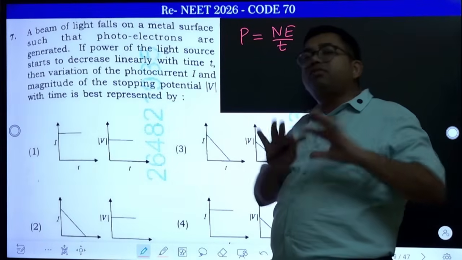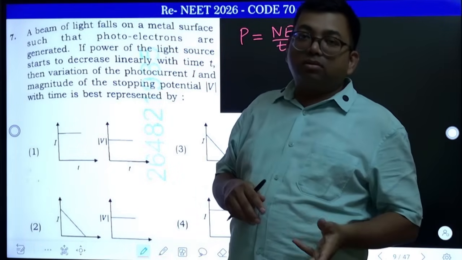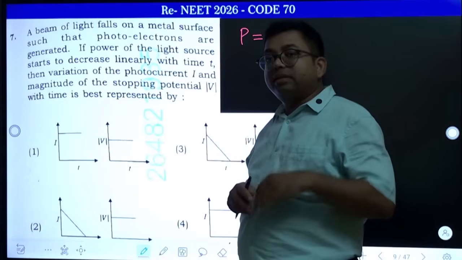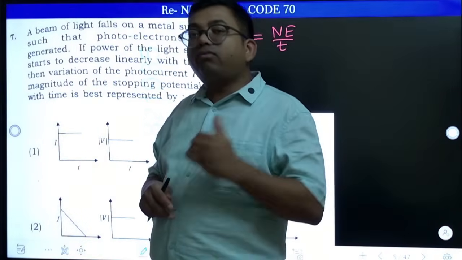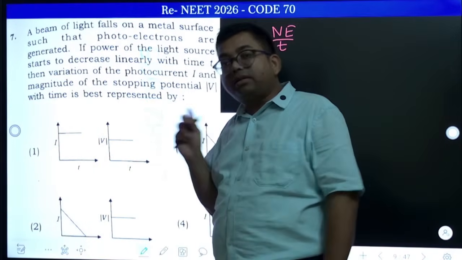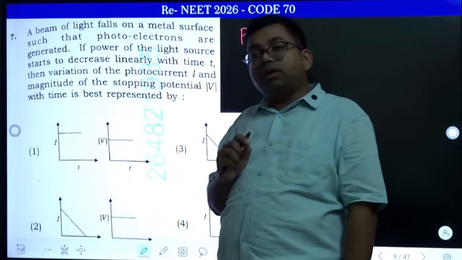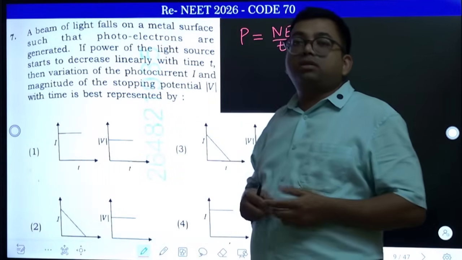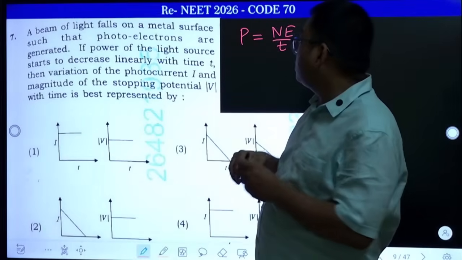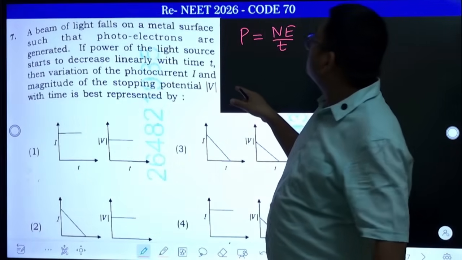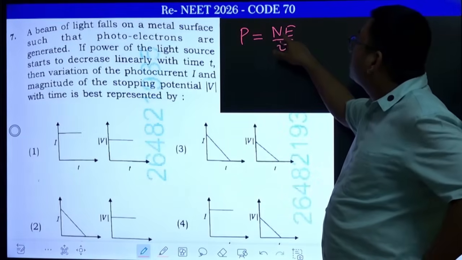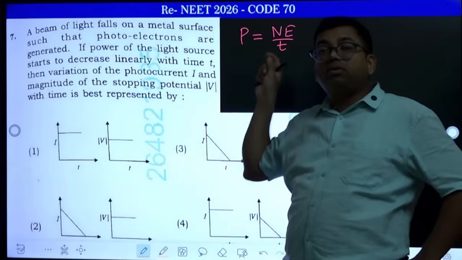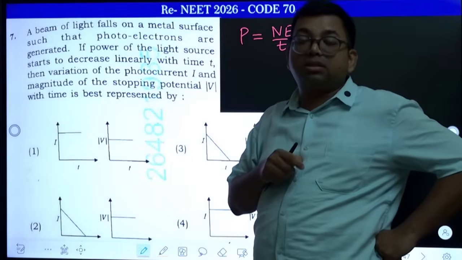That intensity definition is not the normal definition of intensity. That is the photon flux. So n by t is the definition of photon flux, or the number of photons falling per second, right? So that affects the photocurrent definitely. But here in the question, when power is decreasing, what is decreasing? Number of photons per second is decreasing, or E, the energy, is decreasing.